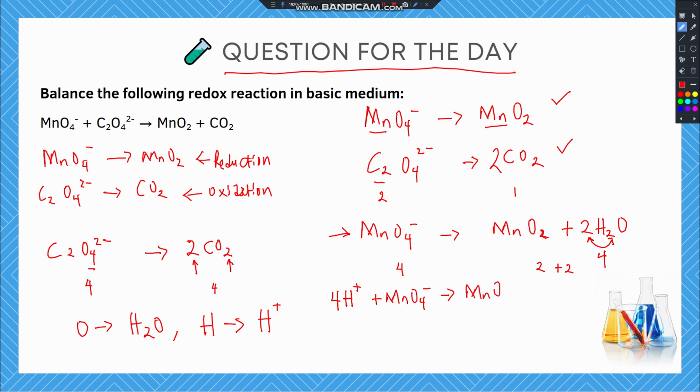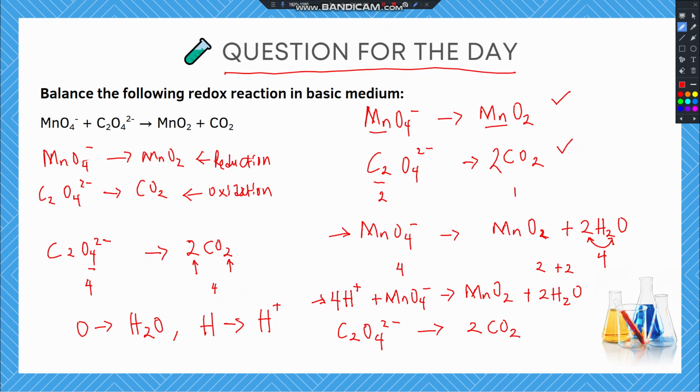I'm sure you're seeing how every step of this equation is being balanced. So this is the first half, the reduction half, and for the oxidation half, we have C₂O₄²⁻ yielding 2CO₂.